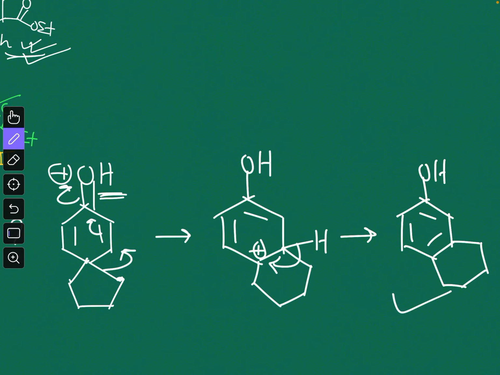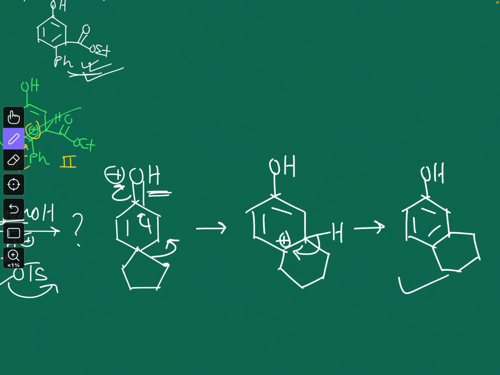So I think if you remember these three examples, one a cyclic example, another when you have a destabilizing group, and one simple competition between two migrating groups like methyl and phenyl, these three examples will cover all of the aspects of dienone phenol rearrangement.